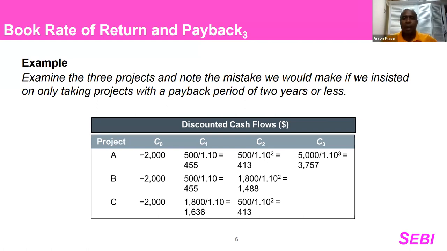So we give an example here that says you have three projects, right? They all require an initial outlay of 2,000 and project A lasts for 3 periods, project B for 2, and project C for 2 periods.